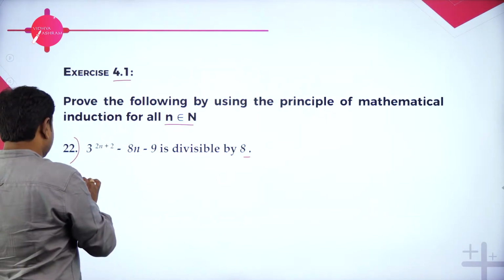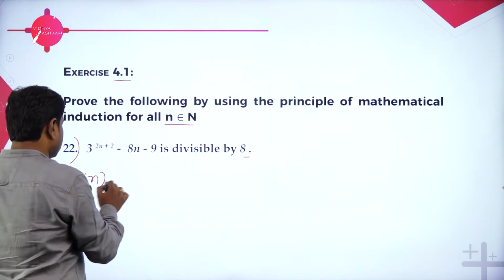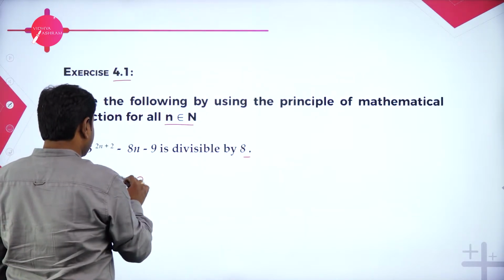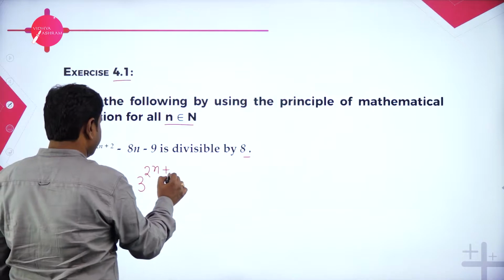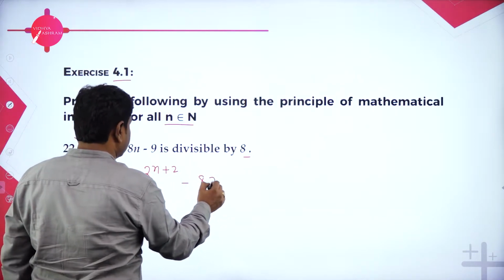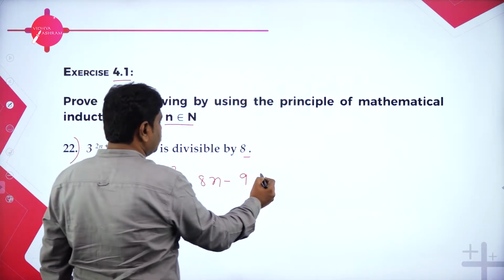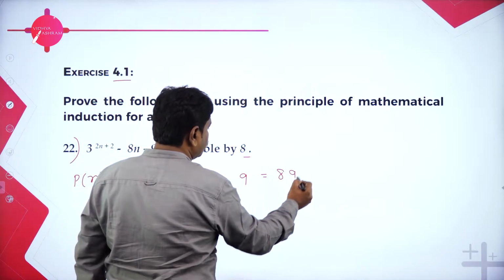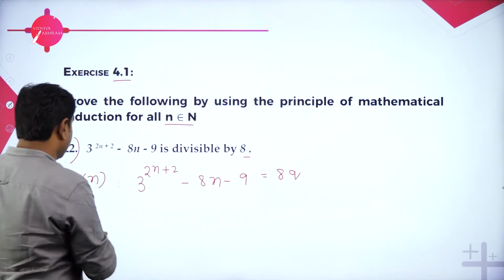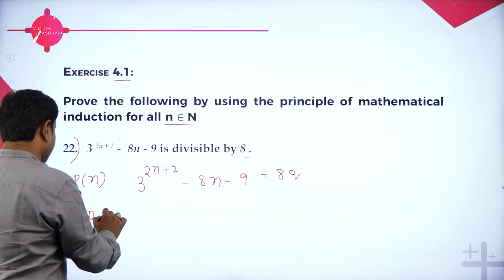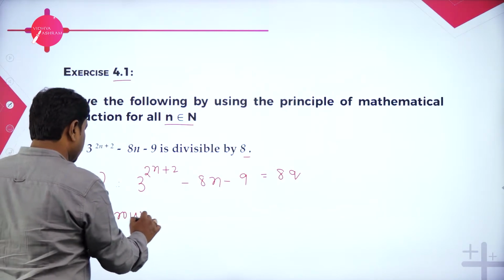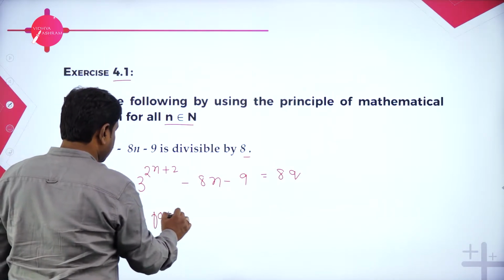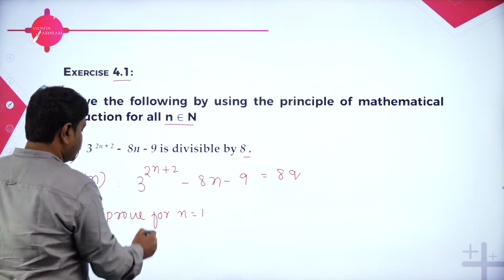So consider P of n. What is P of n? 3 power 2n plus 2 minus 8n minus 9 is divisible by 8. Means I can write 8 times q. Now step 1, to prove for n is equal to 1. In the place of n put 1.